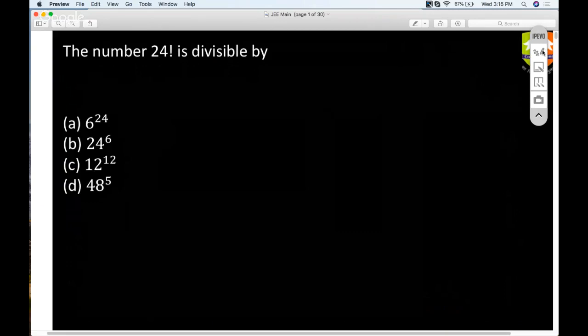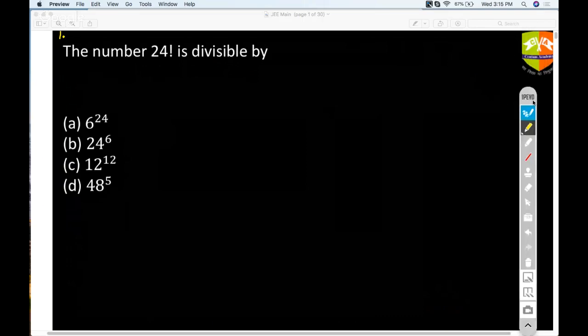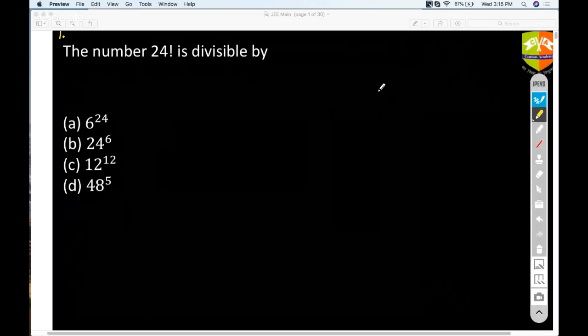All right, so let's get started with the very first problem of the day. The number 24 factorial is divisible by which of the following options?